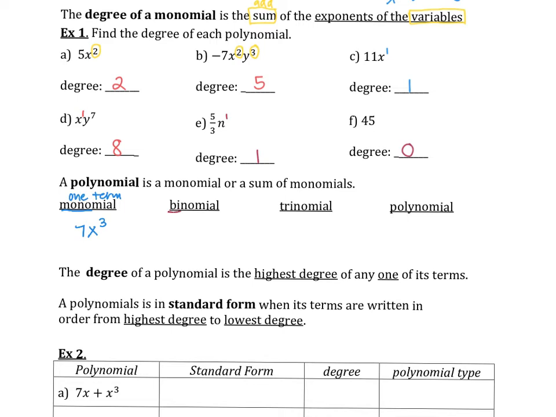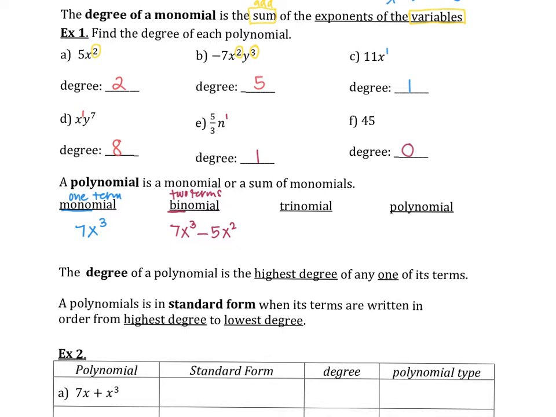A binomial, if you think of bi, like a bicycle has 2 wheels, a binomial has 2 terms, which means there are 2 monomials added together. So maybe 7x to the third minus 5x to the second. This is a binomial because there's 2 terms being added or subtracted.